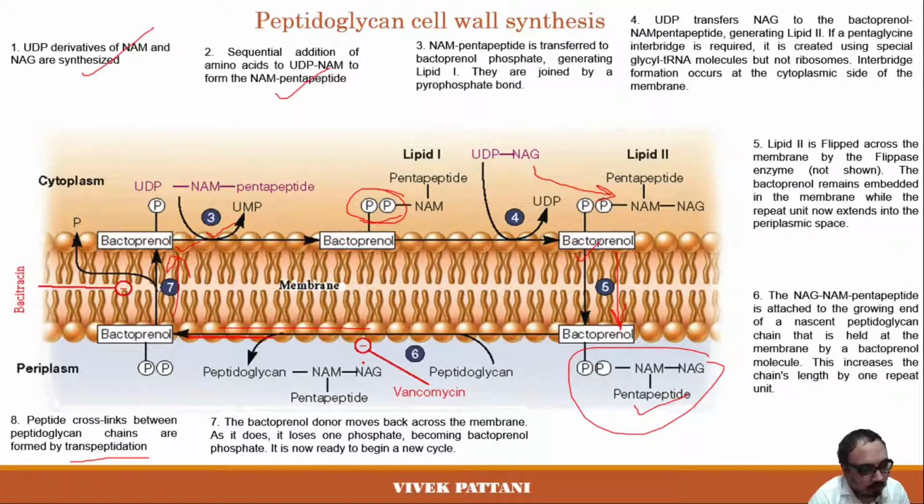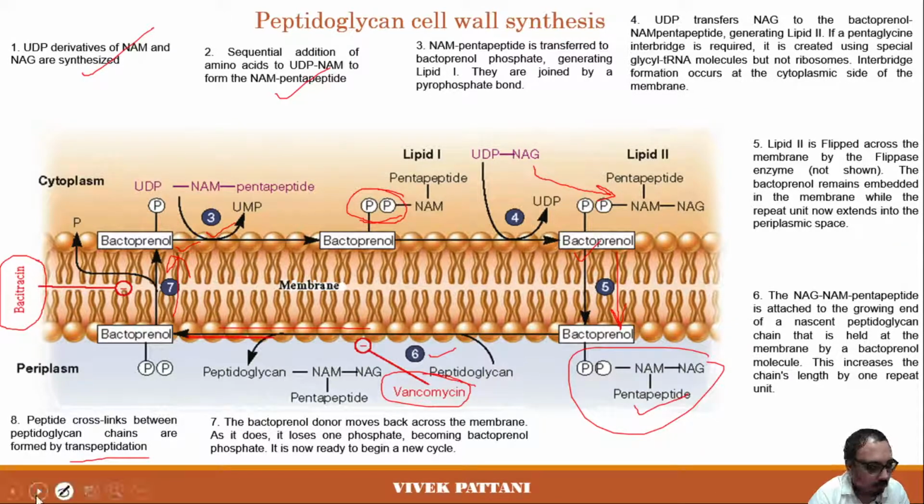For example, when we are trying to study how antibiotics kill bacteria, as you all know, there are various antibiotics which can inhibit peptidoglycan biosynthesis. In this diagram you can see two examples given: one is vancomycin, the other is bacitracin. Vancomycin blocks step number 6, where NAG pentapeptide is attached, and bacitracin blocks the transfer of bactoprenol to the other side of the membrane.